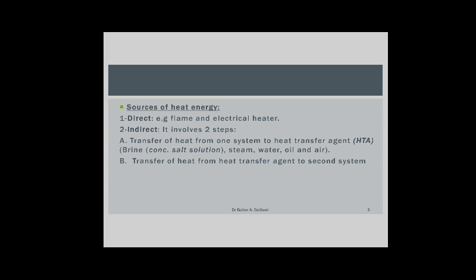Source of heat energy. Direct, like flame or electrical heater. Indirect, it involves two steps: transfer of heat from one system to a heat transfer agent, HTA, then transfer of heat from the HTA to the second system.